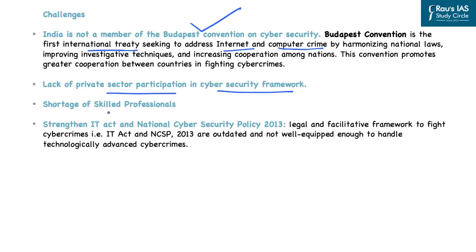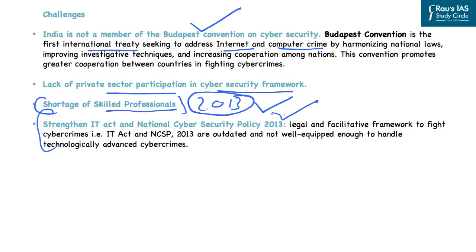Also, there is a shortage of skilled professionals because the National Cybersecurity Policy 2013 had aimed at creating a skilled workforce which will help in cybersecurity purposes. However, that has not been created. So one of the challenges that India faces is that we should strengthen the IT Act as well as the National Cybersecurity Policy 2013. And we are aware that many new challenges have come up in the case of cybersecurity attacks since this policy was created. That is why there are talks of reforming this National Cybersecurity Policy.